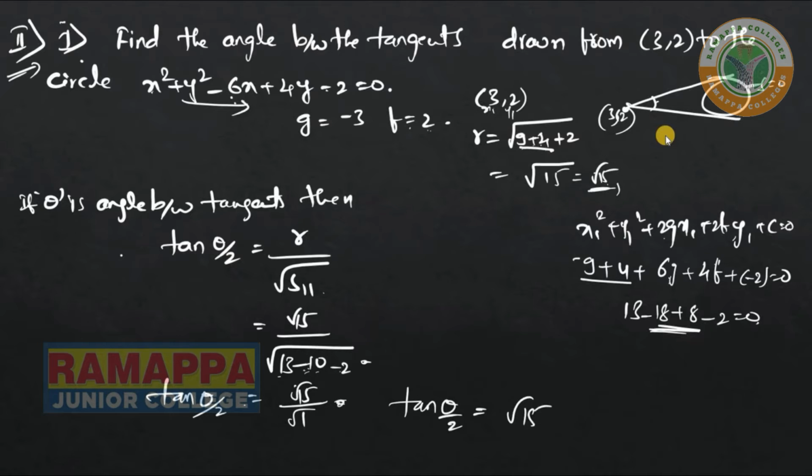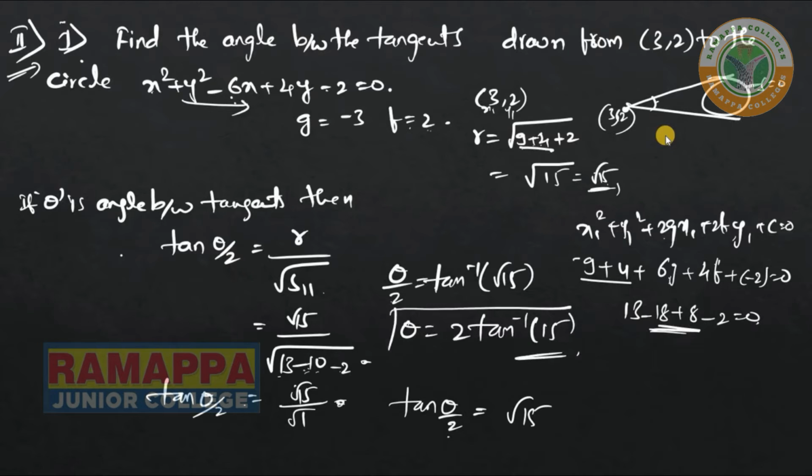Then tan inverse comes on the other side: theta by 2 is equal to tan inverse of root 15, and the 2 goes across. Theta is equal to 2 tan inverse of root 15. So the answer is this one. He asked us to find the angle, so the angle is 2 tan inverse of root 15. Now move to the second question.